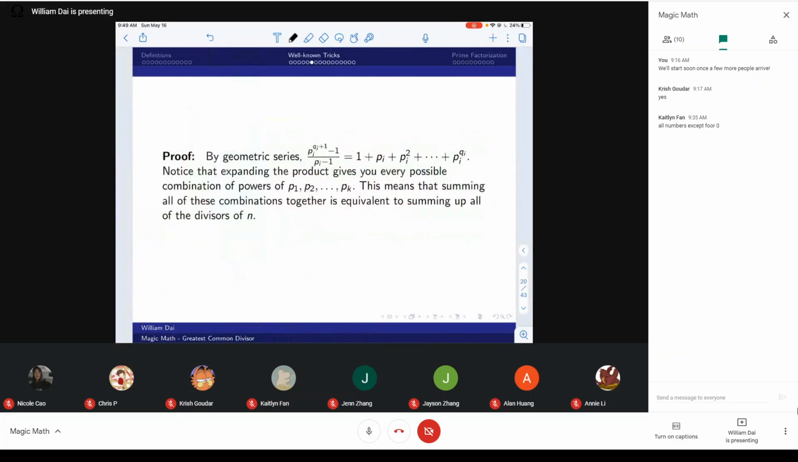Okay, so our first step to derive this formula is, well, we're starting with the formula and showing that this works. This is a well-known algebraic identity. Maybe you know it better if I write it out as this. And this gives you every possible power of p_i that could be in a divisor of n.